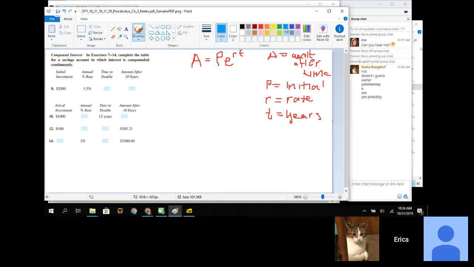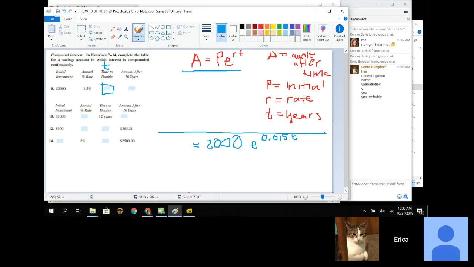Okay, so let's figure out this guy first. So what you're going to do is you're going to use this formula every single time. It's just going to be variations of this formula, right? The initial investment is the principal. So that's $2,000, right? Times E. And then the rate is 1.5%. So we write that as a decimal, right? 0.015. And we want to know how much time it takes to double. Okay. So we're trying to find T, time.